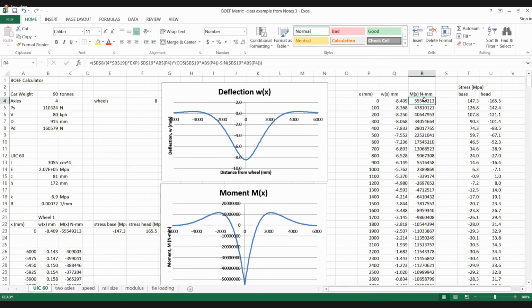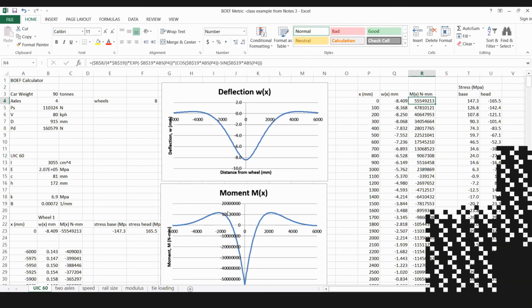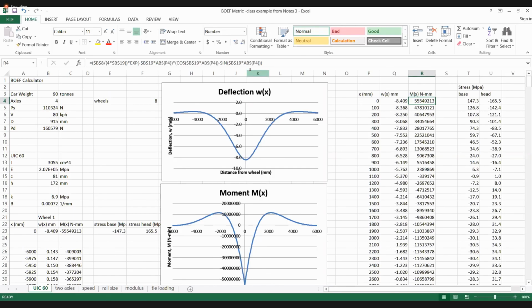My moment, I get the exact same way, except I use my moment equation, which is P over 4 beta e to the minus beta x times cosine beta x minus sine beta x. And by the way, if you notice, I always use the absolute value of x, because if I wanted to go to x equals minus 2,000, and if I didn't use the absolute value, I'm going to get garbage, because the sine of minus 2,000 and the sine of the absolute value of minus 2,000 are not the same.